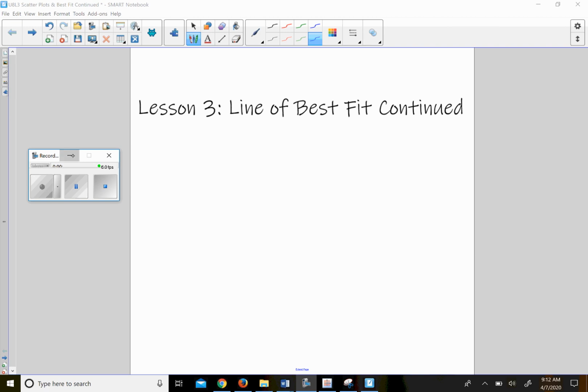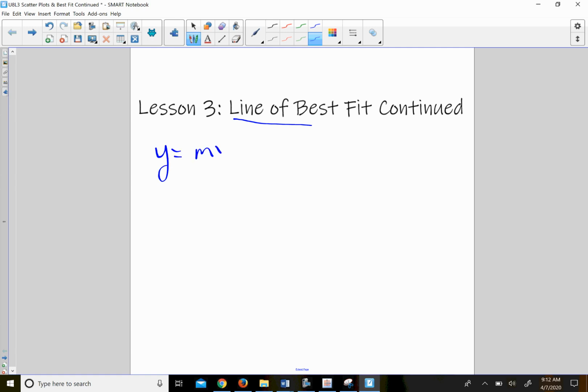Alright, today we're going to continue with the line of best fit. So with the review, line of best fit, the equation of a line is y equals mx plus b. So this is what we're looking for as our final answer, with the m and the b filled in as numbers. So remember, m stands for your slope. It's how you move from point to point.